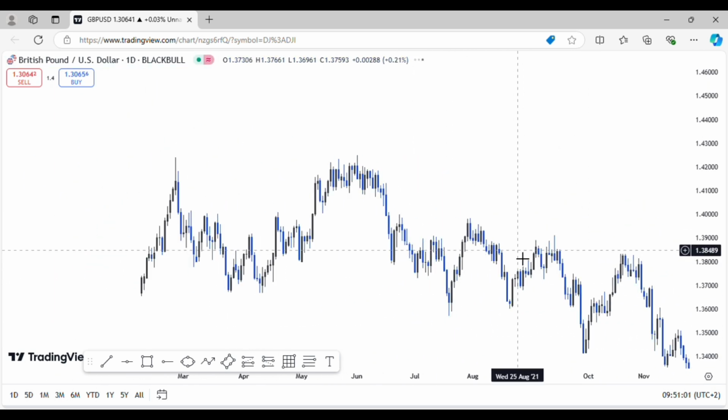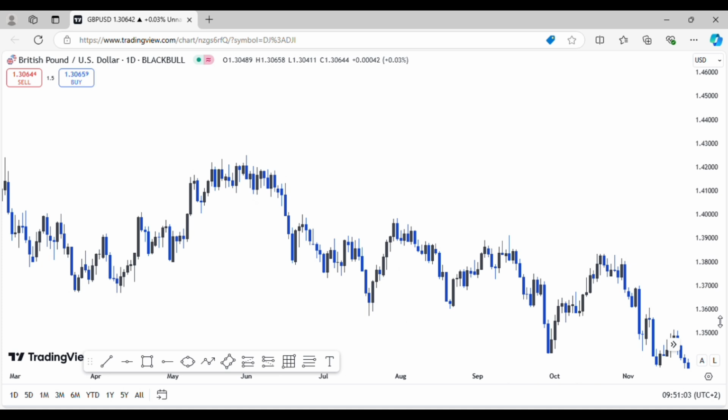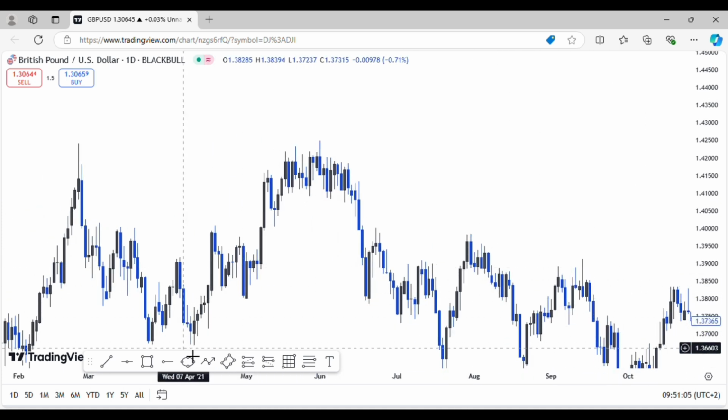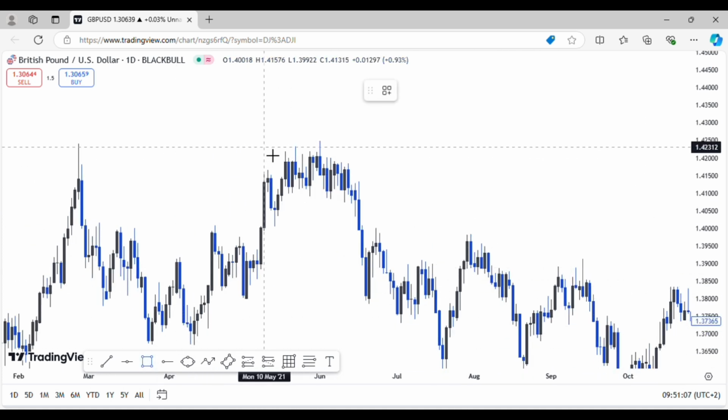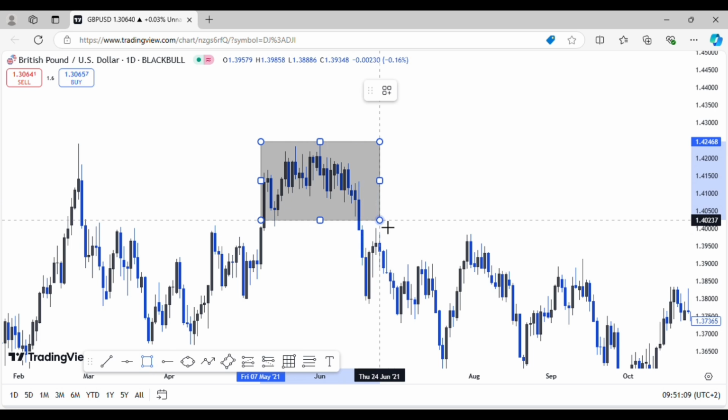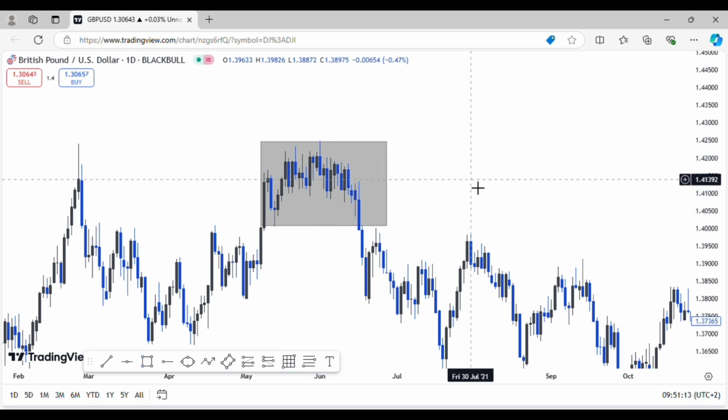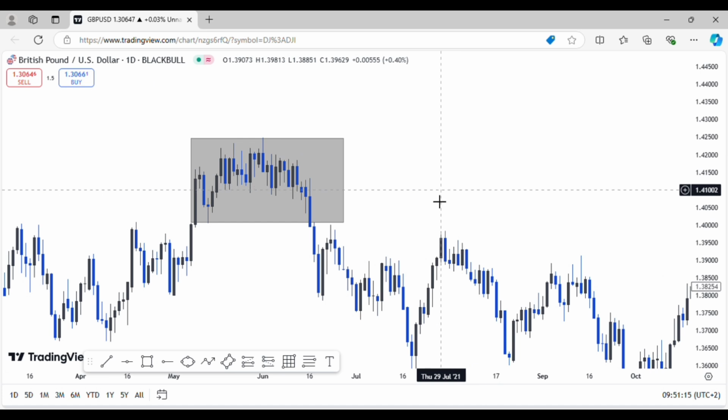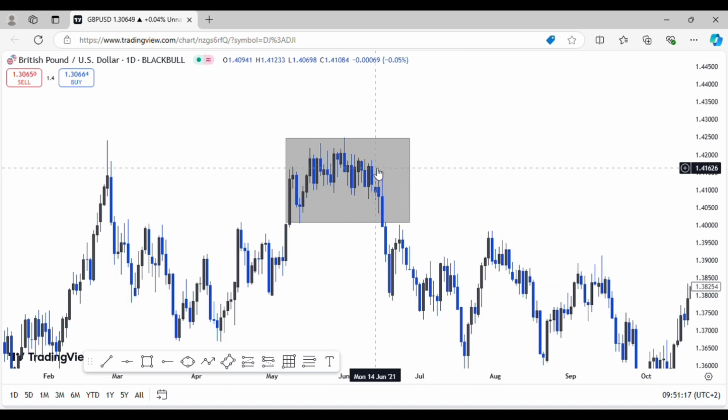So far, okay, fine, there is a consolidating phase, guys. We have a consolidating phase there. We have a consolidating phase here. So something like this, it's not really accurate for me to trade.